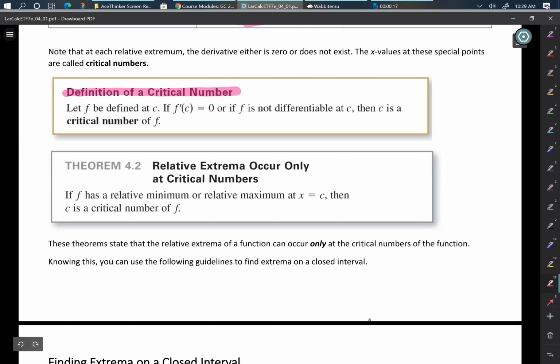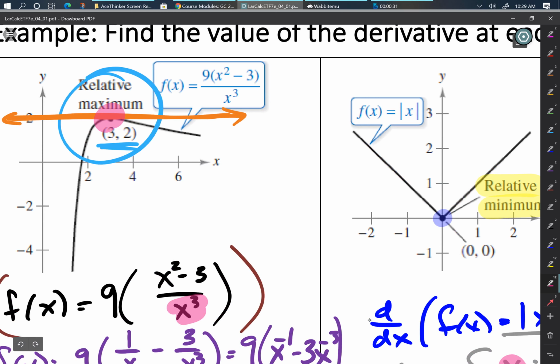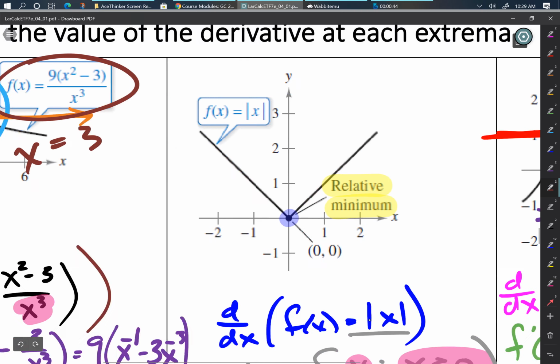Let f be defined at c. If f prime of c is equal to 0, or if f is not differentiable at c, then c is a critical number of the function f. So these things we were finding up here earlier. This point right here, we would call that a critical number. We would say that x equals 3 is a critical number for the function 9 times the quantity x squared minus 3 divided by x cubed, because the value of the derivative is 0.